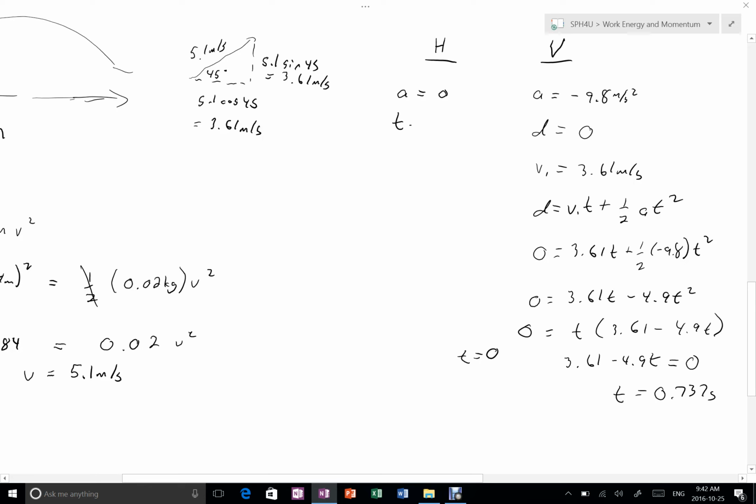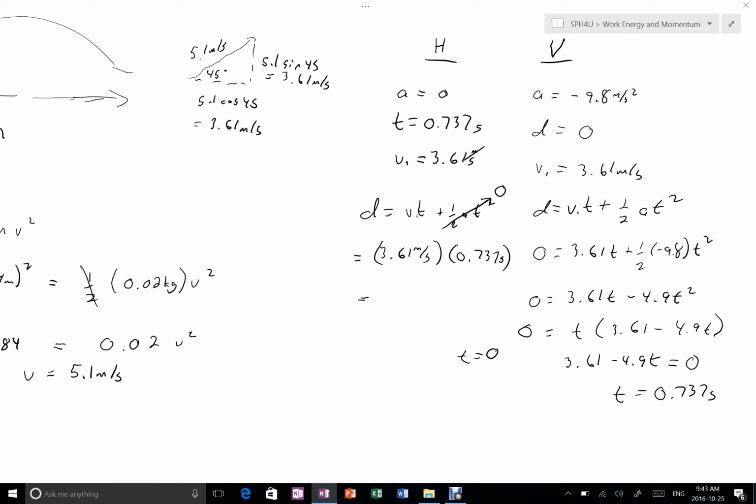With that in hand, I come up here. I have an initial speed of 3.61 meters per second. This thing is not accelerating, so I can write out the whole equation if you want, or I could use the simplified uniform motion equation. Anyways, that whole term is 0. So 3.61 meters per second times the time of flight of 0.737 seconds. So the horizontal range is 2.66 meters.